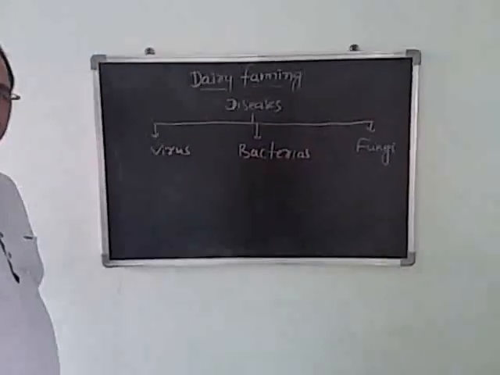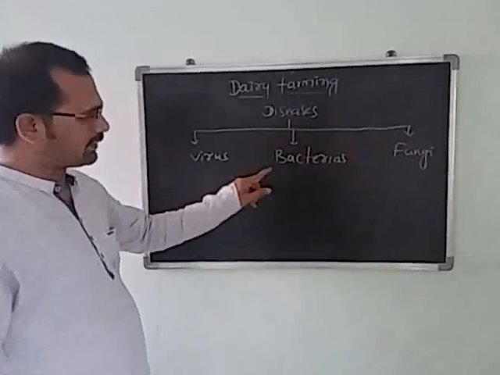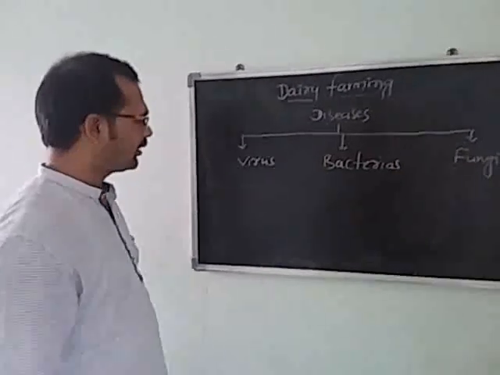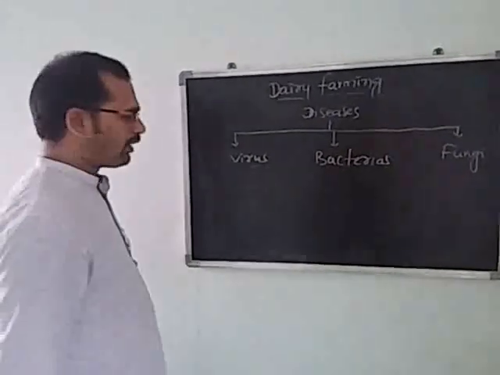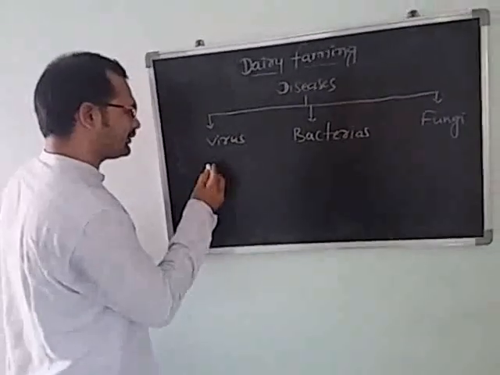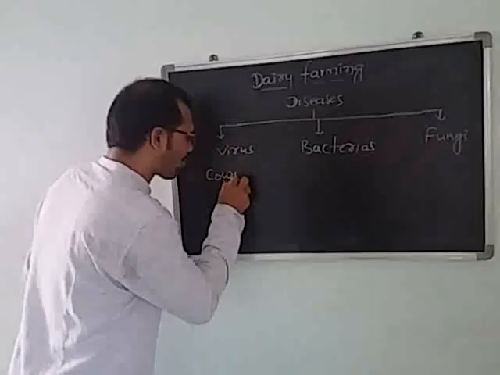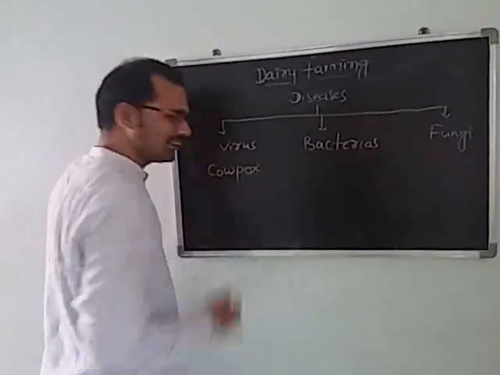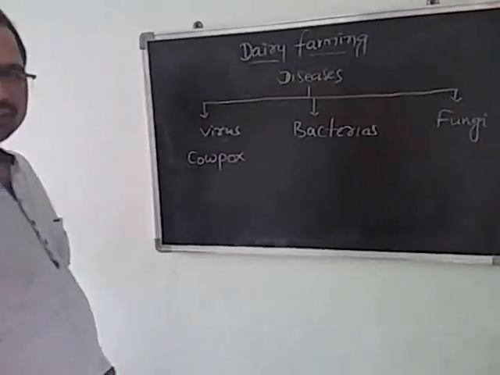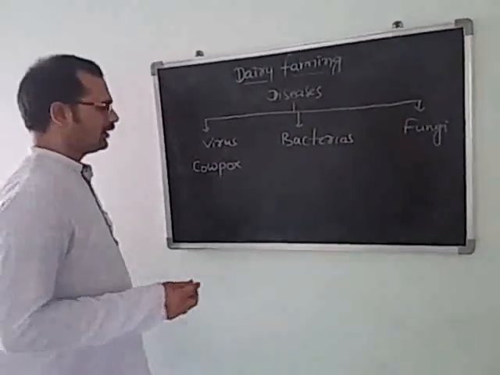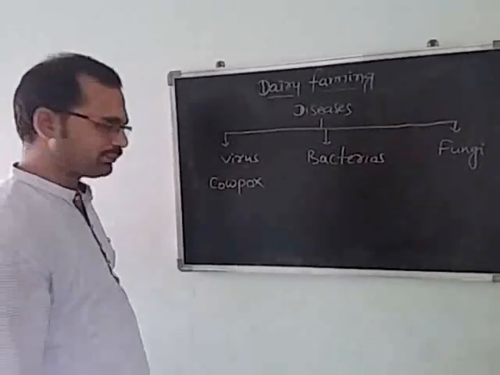These are common microbes that affect cattle: viruses, bacteria, fungus. What diseases are commonly seen in cattle caused by viruses? One very important disease is cowpox. Do you know what cowpox is? Smallpox and chickenpox are related to cowpox. It's a similar virus. Cowpox is a common viral disease in cattle.